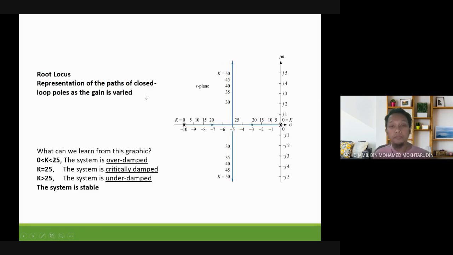So for example, if I ask whether the point -7 is on this root locus or not, if you look at this graph, it's on the root locus. But if you don't have the root locus, how can you determine whether this point is on the root locus? So you need to do some calculations.